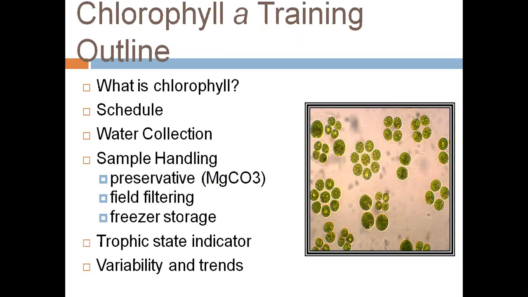So here's a little bit of an outline of what we're going to talk about. What is chlorophyll? The schedule, how to collect the water, and then how to do filtering. So in chlorophyll, there's two phases to the monitoring. You both collect the water and you have to filter the water. And then some more information on trophic state, what it means to be a trophic state indicator, and information on variability and trends.